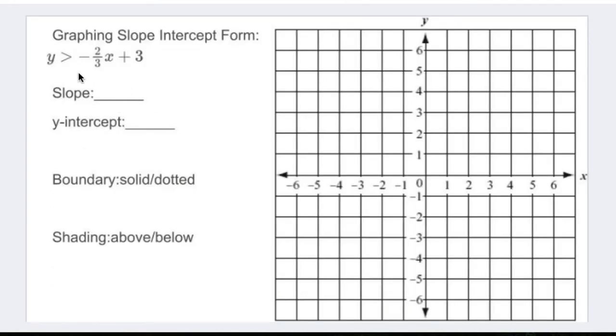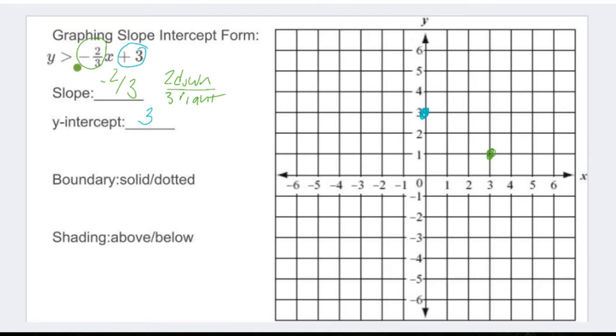So we're going to start off graphing the boundary line. Just like normal, as if it was a linear function, the slope is -2/3 in this case, and the y-intercept is +3. First graph the y-intercept, then use the slope to find the next point. So 2 down and 3 to the right. 2 down, 3 to the right, there's our other coordinate.